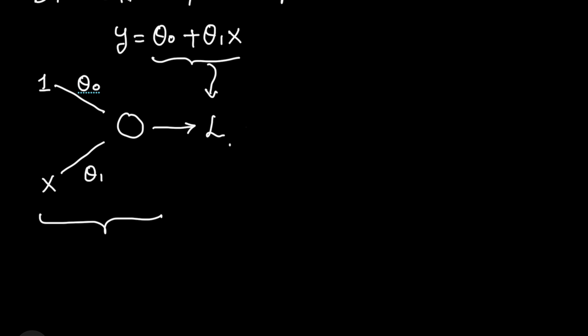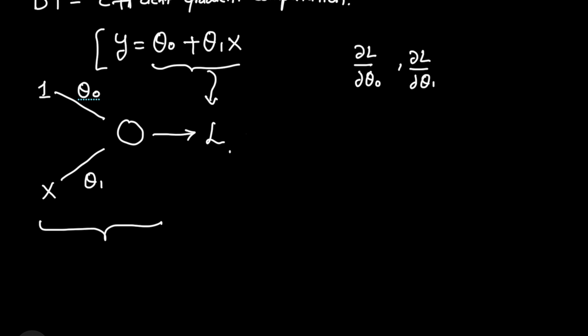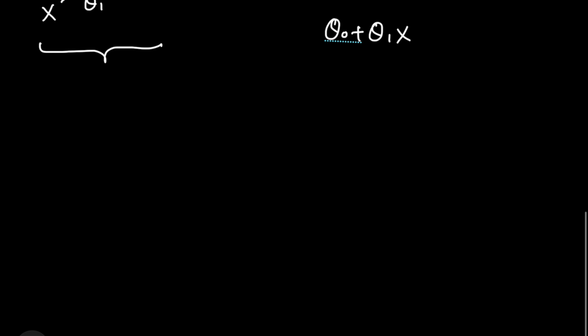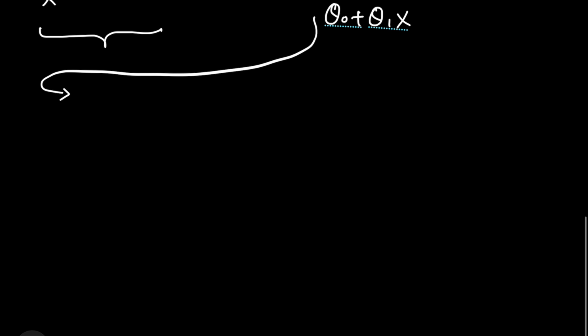What is our objective? Our objective is to calculate del L over del theta naught and del L over del theta 1. Here we have y equals theta naught plus theta 1x, and this is its neural network. Now let's create this function in graph form. So we have theta naught plus theta 1x. How does this graph look? It will look something like this.